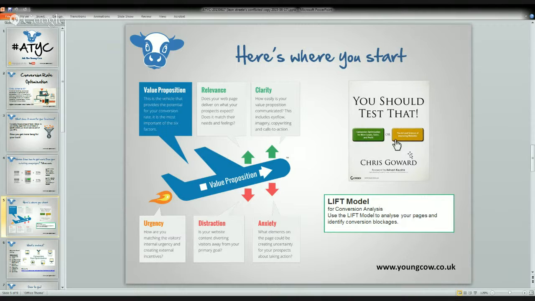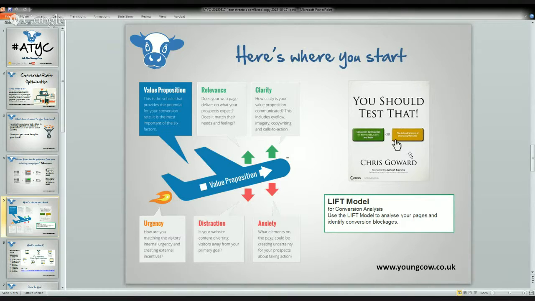What we're looking at here is the lift model to identify where potential blockages are for conversion. Look at urgency. How are you matching the visitor's internal urgency and creating external incentives? Is there a time-based promotion? So, for example, maybe you've got a sale that lasts until 12 p.m. tonight. Maybe you've got a sale that lasts until a specific date. Maybe you have a close-off date for people opting in. Maybe you have a limit to how many people can get an offer. So this is all about urgency and will drive people into making a decision because they probably don't want to miss out on this great value proposition that you're giving them.